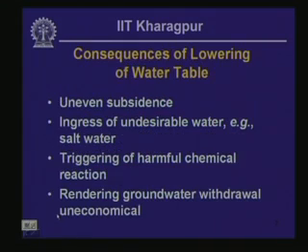Now the question comes, if you lower the water table, then what are the consequences? The first consequence of permanent lowering of the water table is uneven subsidence, and many cities around the world are affected by this problem because of tapping of local aquifers to an excessive extent. Now, why does this happen? Let us look at this in a little bit more detail.